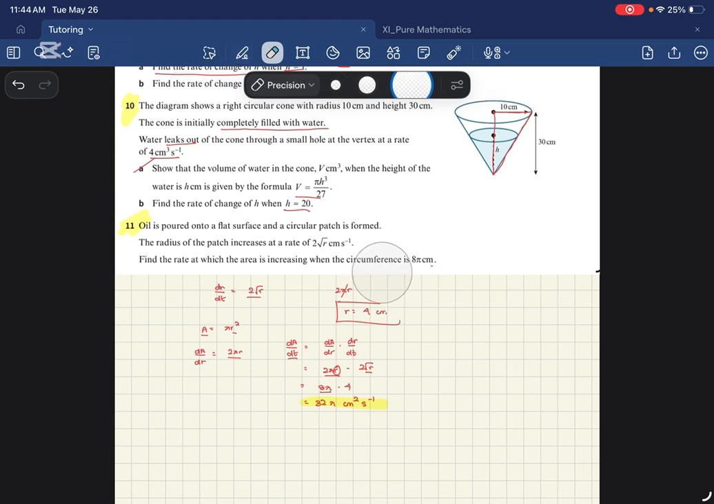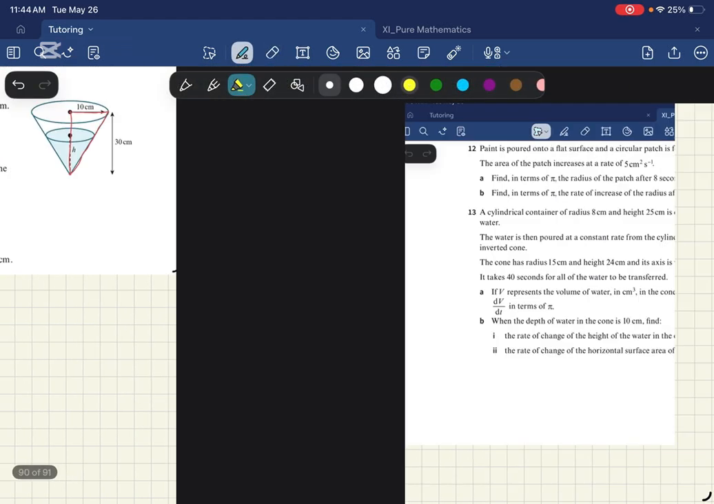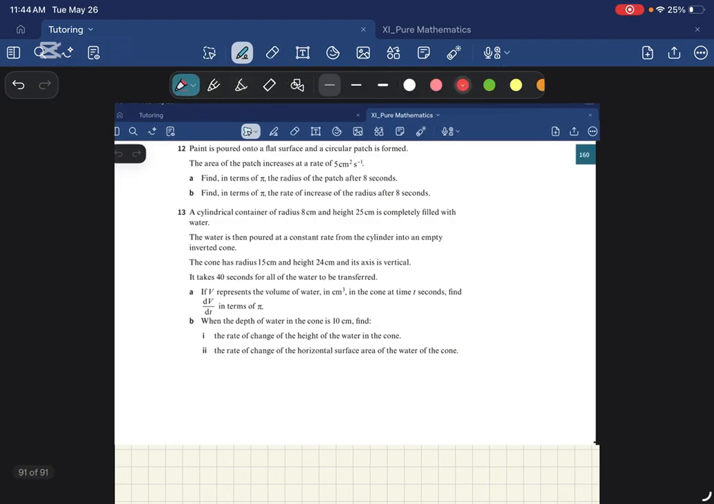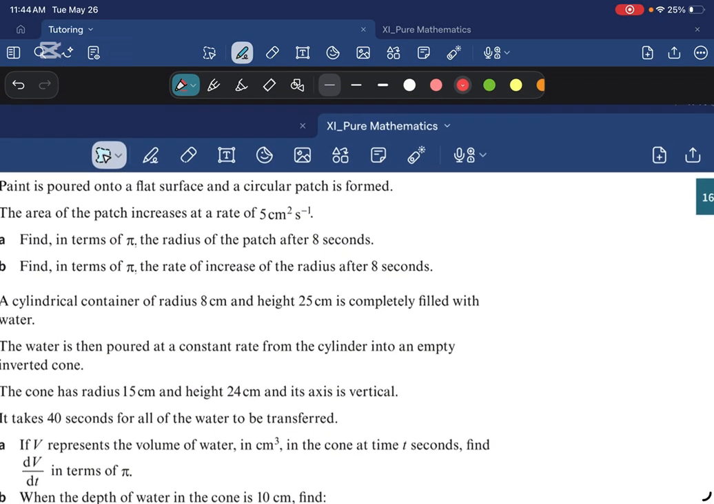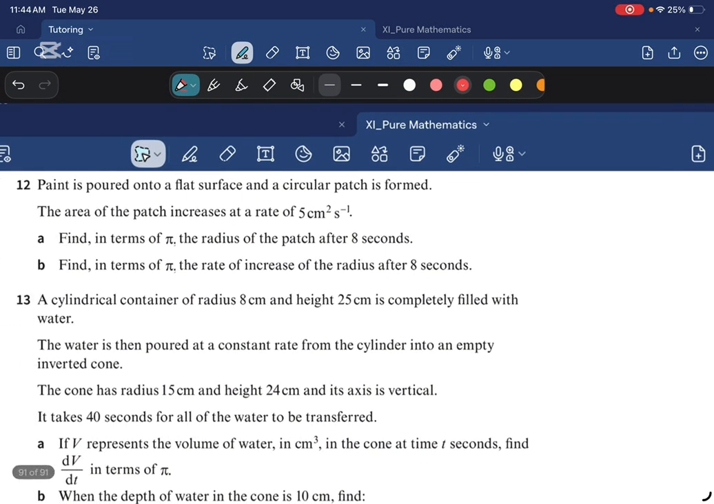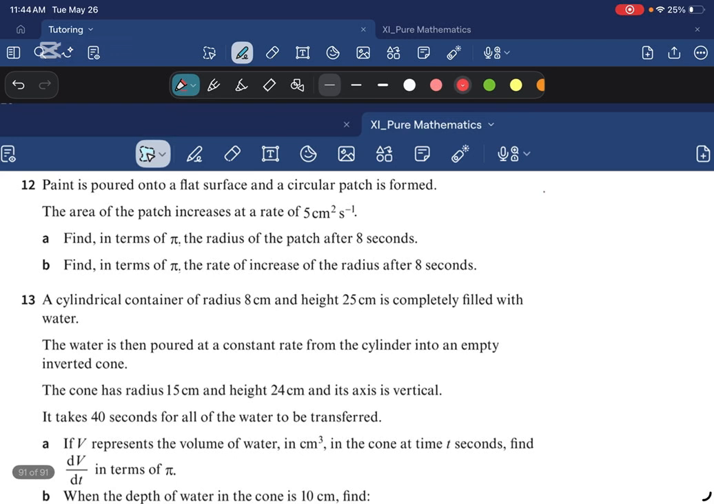Now, question 12. So we have 2 more questions. Question 13 looks very long. Oh my god. Okay. Paint is poured onto a flat surface and a circular patch is formed. All right. This is the same question, right? So we are given dA by dt. The area of the patch increases at this rate. So I'm just going to keep 5 and we'll figure out later the units. Find, in terms of pi, the radius of the patch after 8 seconds.